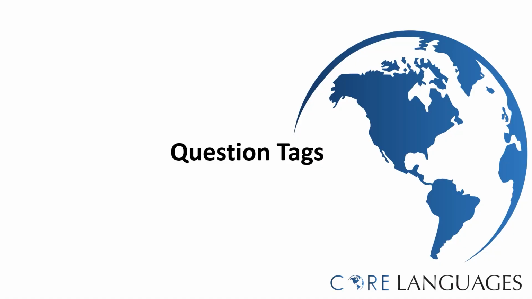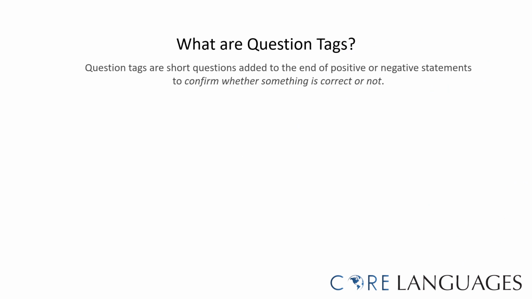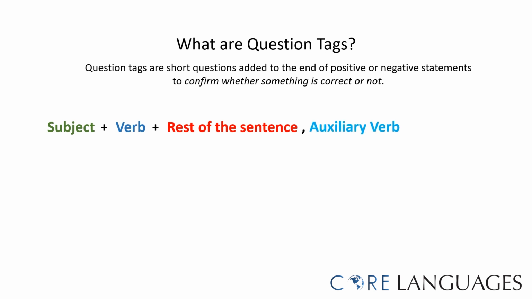Question tags. Question tags are short questions that are added to the end of a positive or negative statement to confirm whether something is correct or not correct. The regular sentence order would be subject, verb, and then the rest of the sentence. To add a question tag, we use a comma, and then we use the auxiliary verb or modal verb and the subject, followed by the question mark.